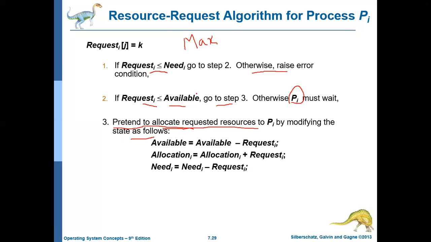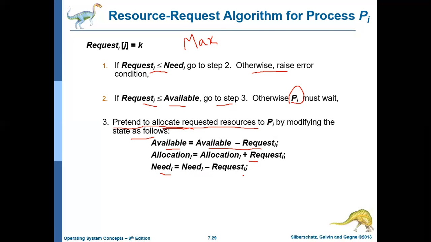So if this request was satisfied, then what will happen? Obviously, available will become available minus request of I, because the ith process has requested this. Whatever the available was previously, that will be subtracted. And allocation will become allocation plus request, because already some resources were allocated and now some more are added. So allocation of ith process will be equal to allocation of ith process plus request made by the ith process. And need will decrease: need of I will become need of I minus request of I.